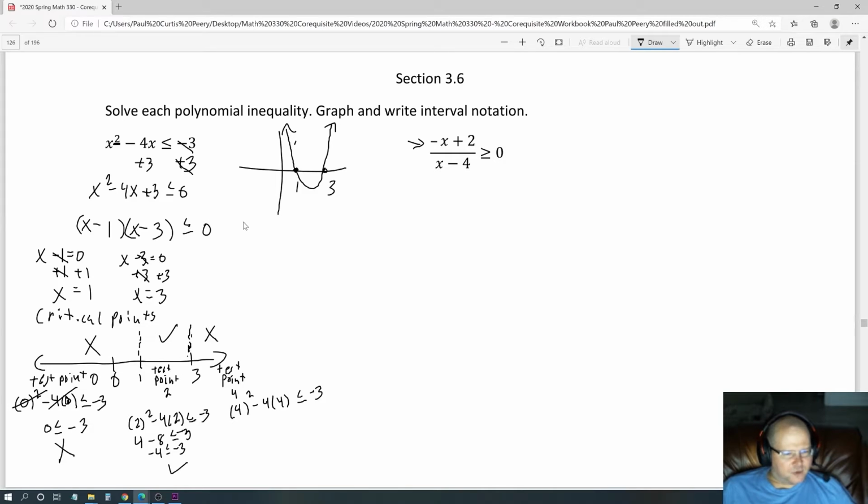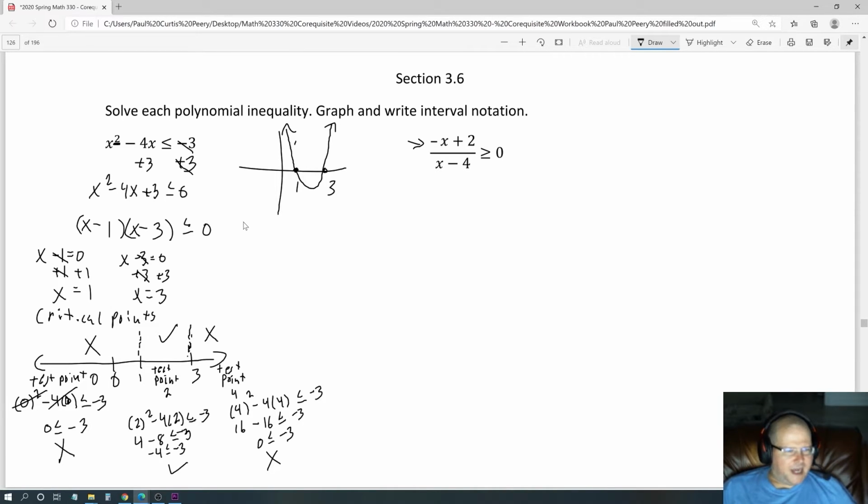Okay, so we say 4 squared is 16. Negative 4 times negative 4, or negative 4 times positive 4, is 16. 16 minus 16 is 0. Is 0 less than or equal to negative 3? No, that is not true. And we already kind of knew that was going to happen because we already knew this was a parabola and what it kind of looked like.